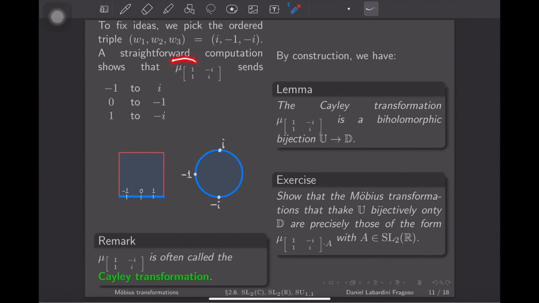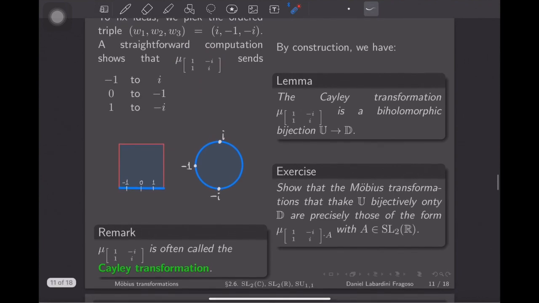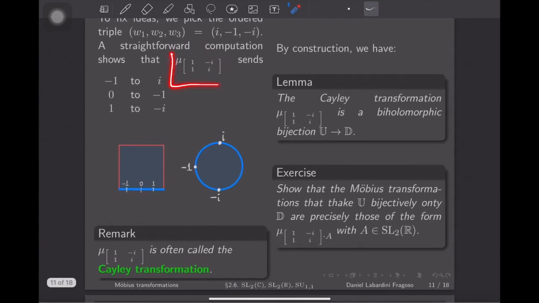If I just give you this matrix, then checking that it has the correct behavior is just a matter of analyzing this formula and plugging in these 3 numbers. So that's easy, just do it. By the way, this is often called the Cayley transformation, the Cayley-Möbius transformation.